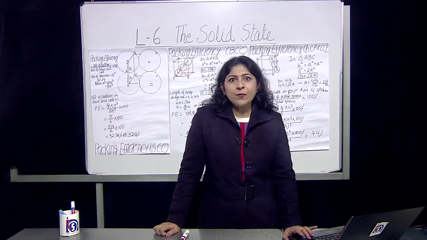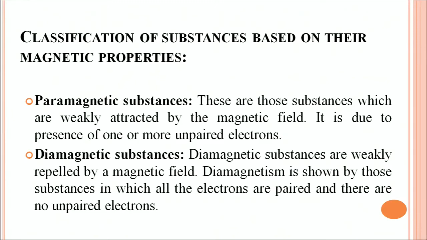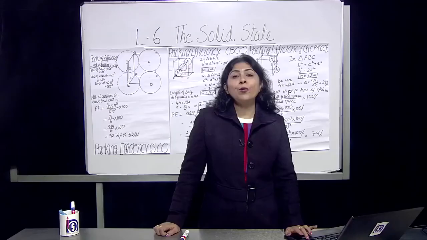Classification of substances based on their magnetic property. Paramagnetic substances are those substances which are weakly attracted by magnetic field. It is due to the presence of one or more unpaired electrons. Diamagnetic substances are weakly repelled by magnetic field. Diamagnetism is shown by those substances in which all the electrons are paired and there are no unpaired electrons.